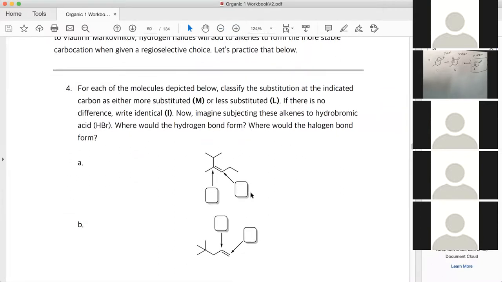It basically says imagine taking these alkenes and so I want another hour. Yeah, it's free tutoring. Honestly, it's good.